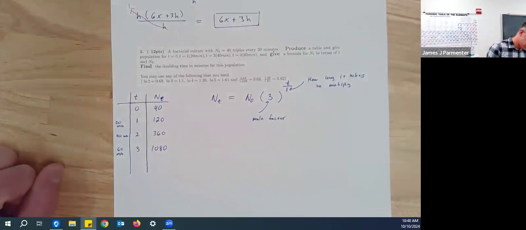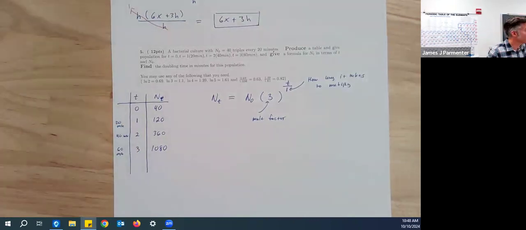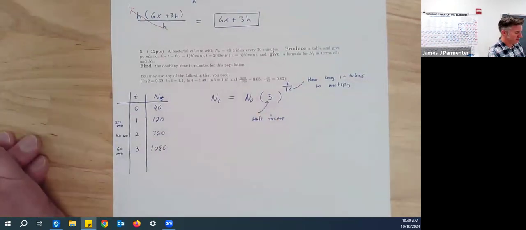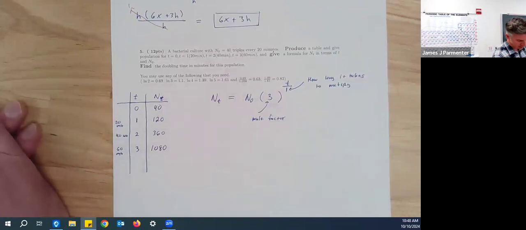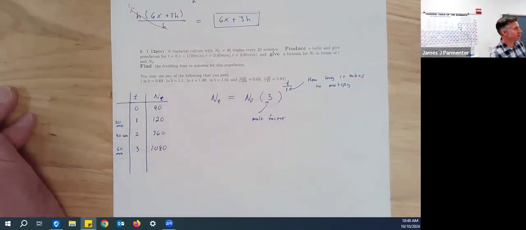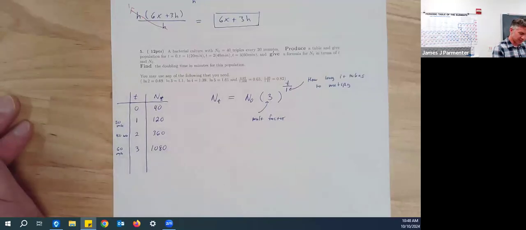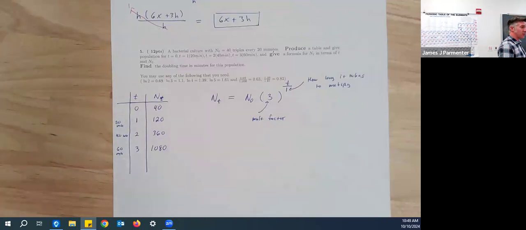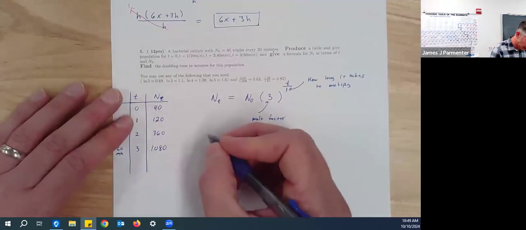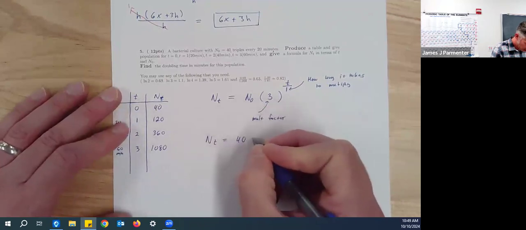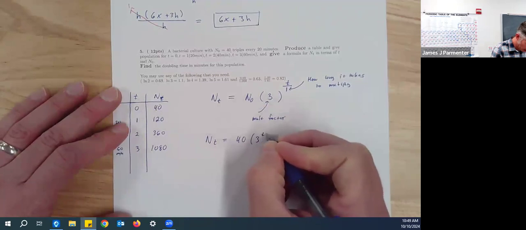Nope, I'm wrong, because I read the question again, and I see that it says find the doubling time in minutes for this population. Oh, wow. Okay, sorry, my brain is not all the way there. It's challenging when they try to make the units weird, right? So I would point out, and actually I do like to say this, so I'm going to write this again. I've got N of t equal to N naught, which is 40, times 3 to the t-th power.